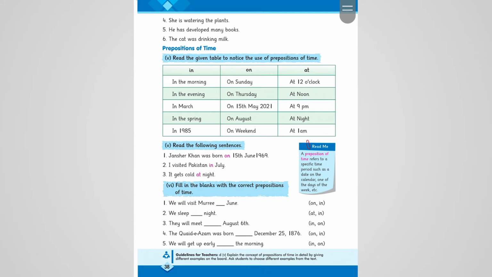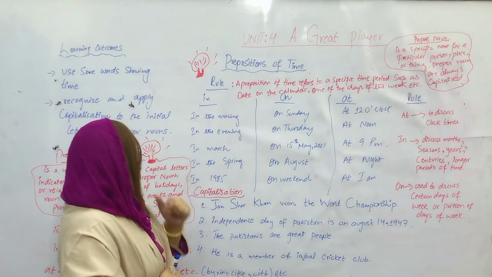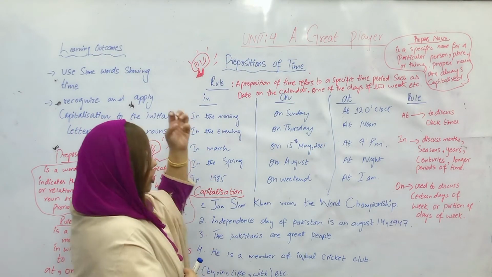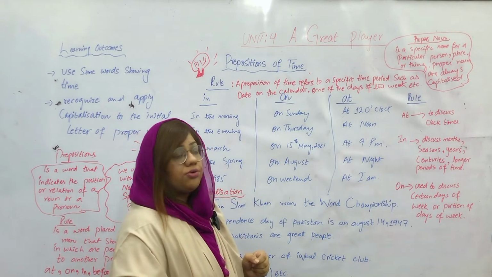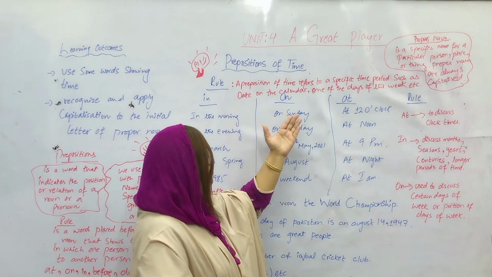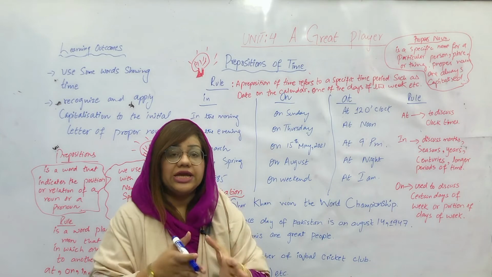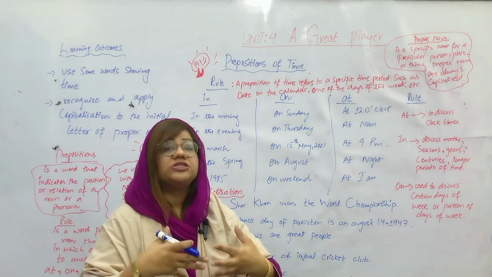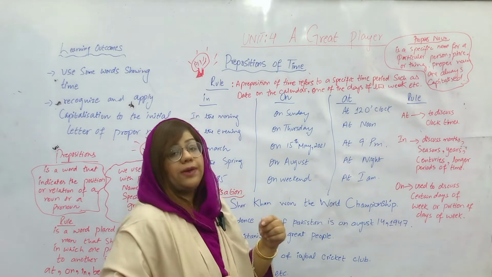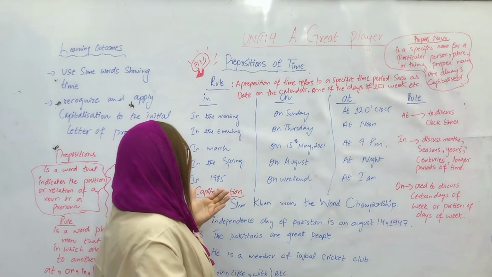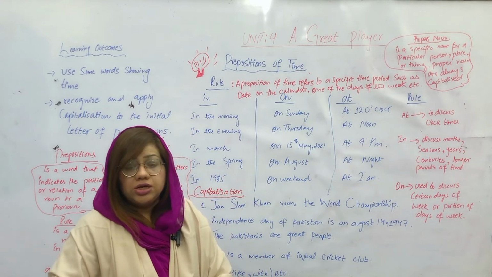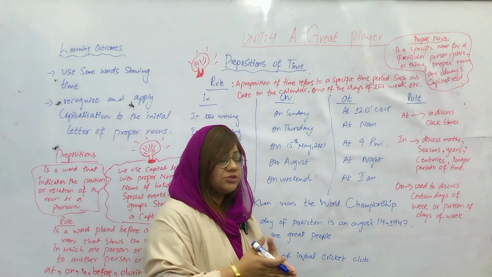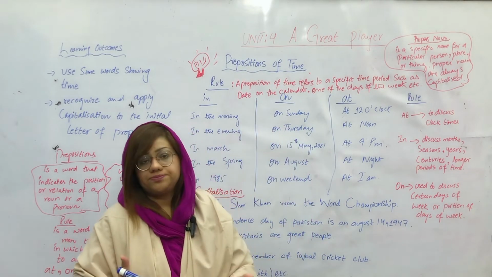Now, what are prepositions of time? Now come to the topic. As you can see on the board, it is already written: a preposition of time refers to a specific time period. For example, you are describing a date, the days of the week, the month, or the year. So it means that prepositions of time describe the time period.